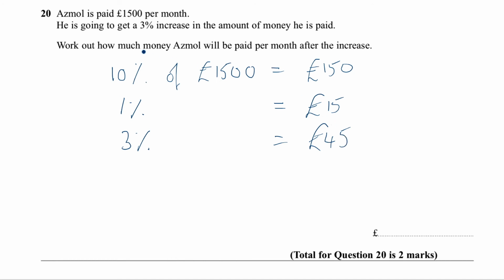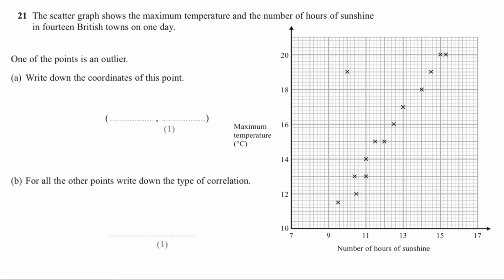So after his pay increase, he's going to be paid 1,500 plus the extra 3%, so £1,545. The scattergraph shows the maximum temperature and the number of hours of sunshine in 14 British towns on one day. One of the points is an outlier. Write down the coordinates of this point.